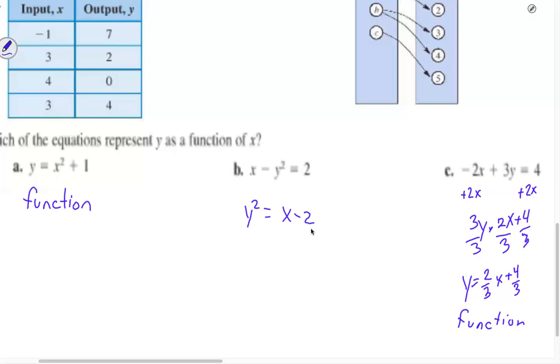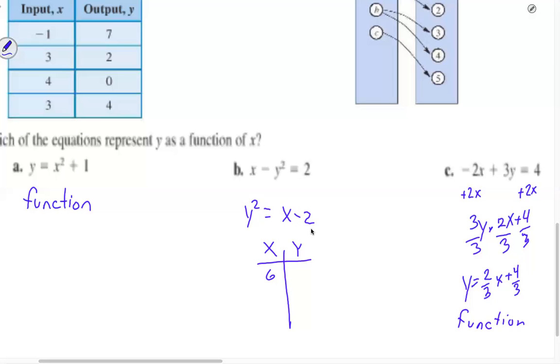Okay? Now, what if I said, well, let's make a table. All right, x and y. What if I said x was, what do I want to pick for x? I got it. What if I said x was 6? What would y be? 4.